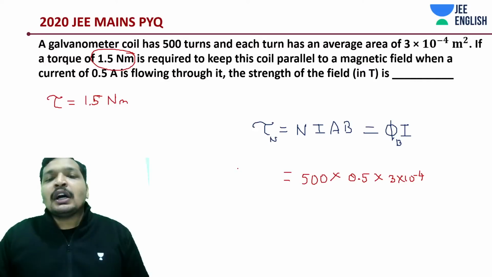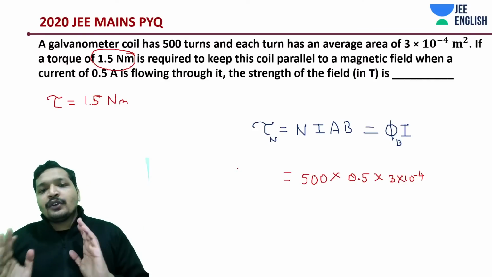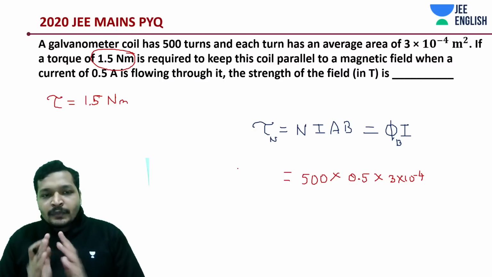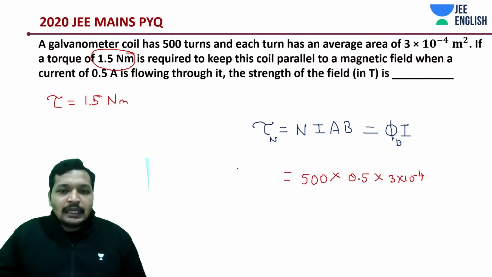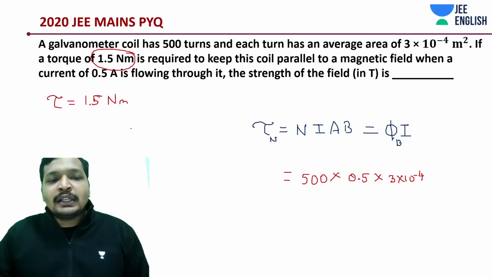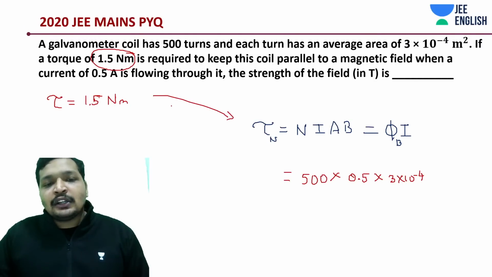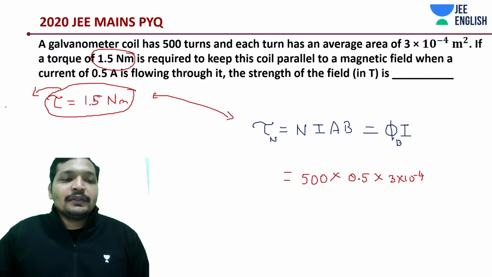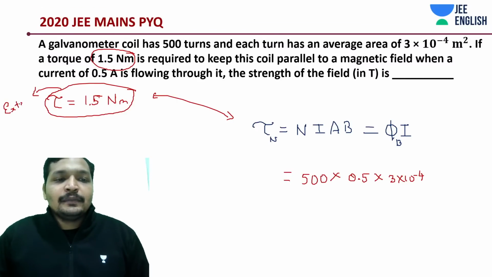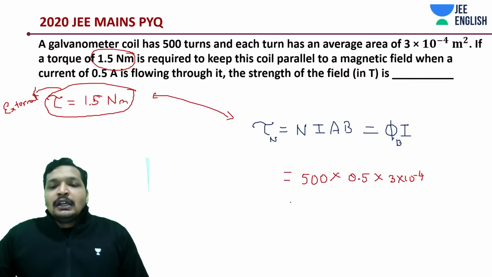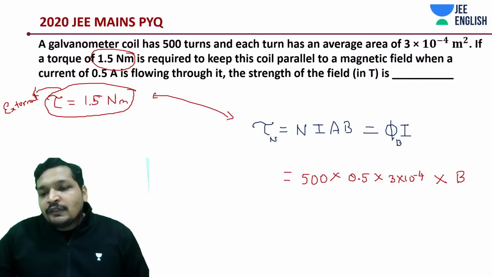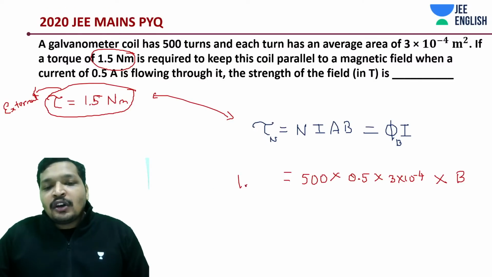So that is also the torque produced by this coil. You give it more, it will start rotating. As simple as that. To keep it in equilibrium, both have to be equal. This is an external torque, and that is like an internal torque due to the coil. You have to balance it out. That's it. So yes, you have a B over here which you need to calculate.